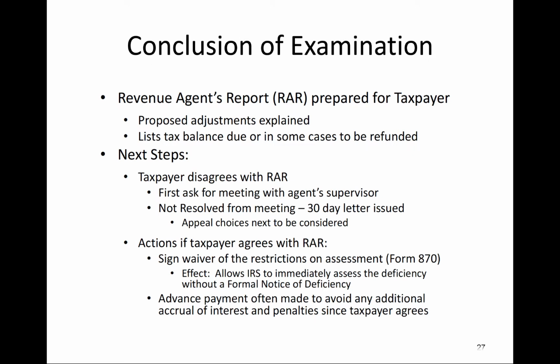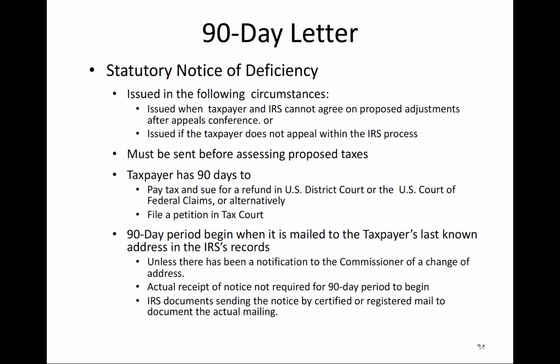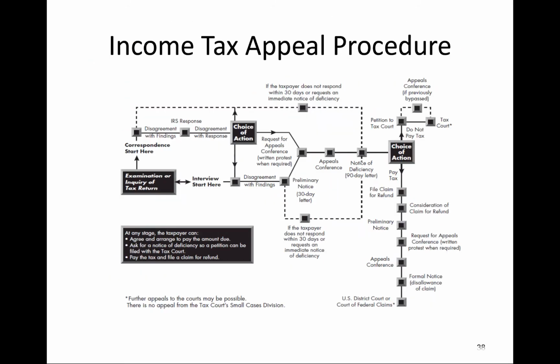So after the audit takes place, the revenue agent prepares a report, the RAR, and then if the taxpayer disagrees, a 30-day letter is issued. So I'm going to go back to these. This is my favorite part of this discussion. When there's a disagreement with the findings, this is a great little tree chart. We're starting from left to right. We have disagreement with findings, that's where the examination ends. Then the IRS response occurs, which is usually the 30-day letter. Once that 30-day letter is issued, the taxpayer has some choice of actions.